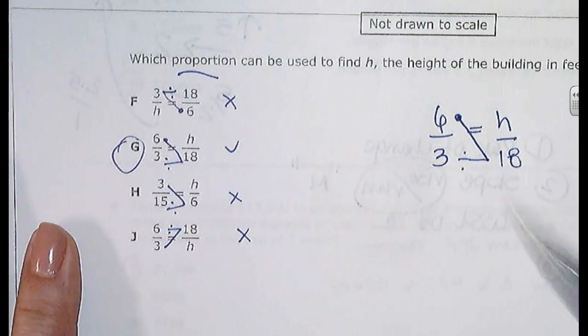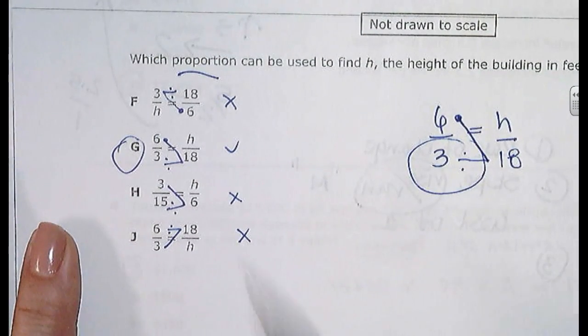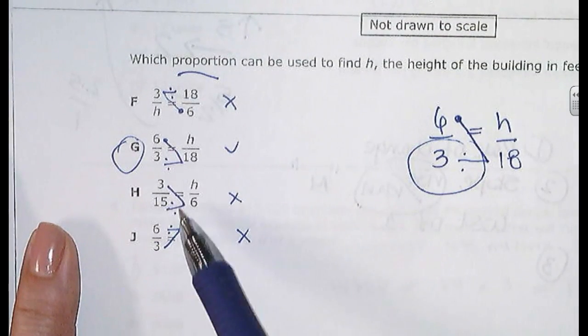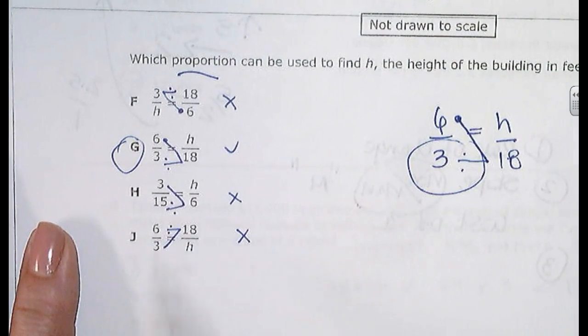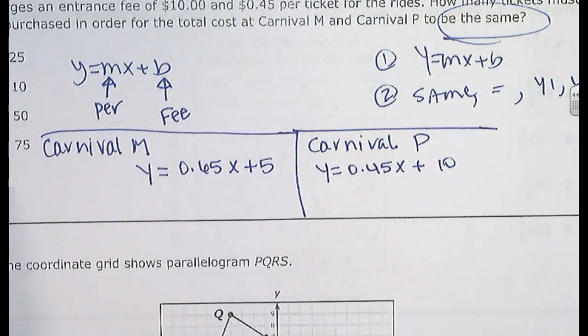Now over here, you need to draw them in. Whoever matches is the winner. I like to look at that end. Divide by 3. Does that say divide by 3? No, it says divide by 18. That says divide by 3. That says divide by 15. That one says divide by 6. Winner, G.